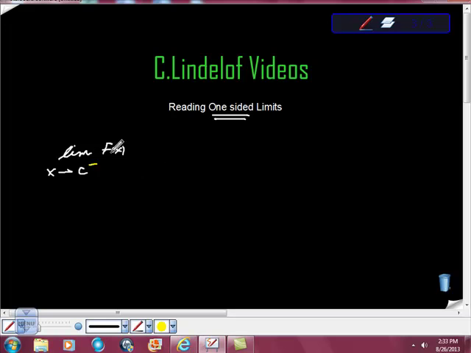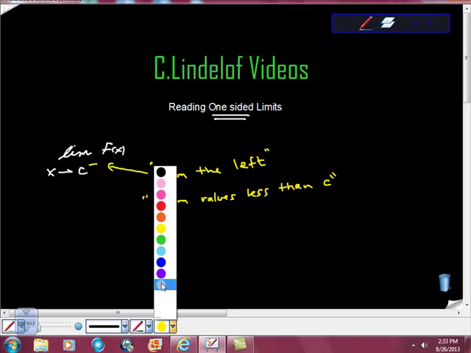It says the limit of f of x as x approaches c, and this little yellow thing says from the left. So that's one way you could read that, or you could read it from values less than c. And if you say either one of those things, your professor gets that you get how that works. And so let's take a really quick look at what that might look like without even really truly evaluating.